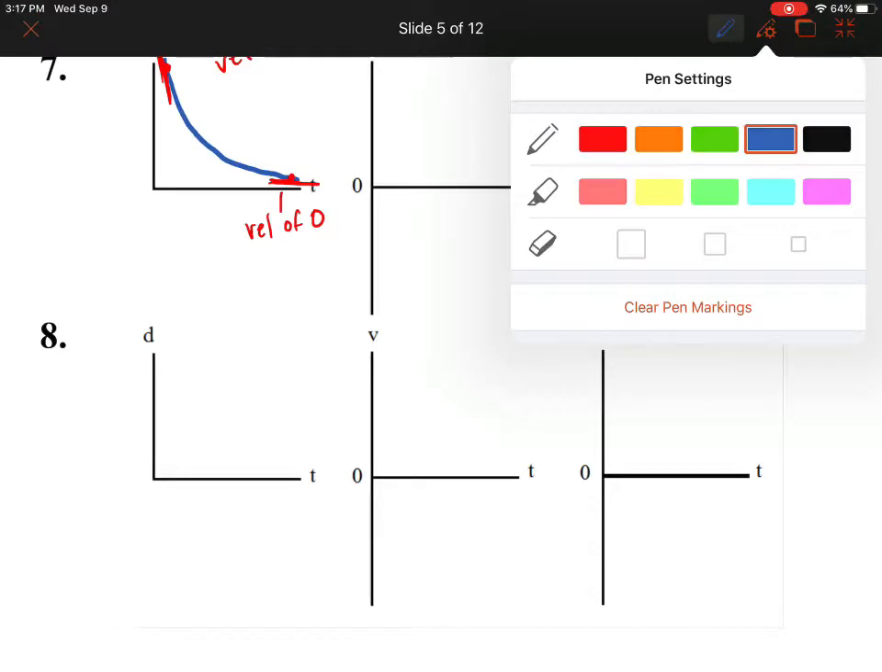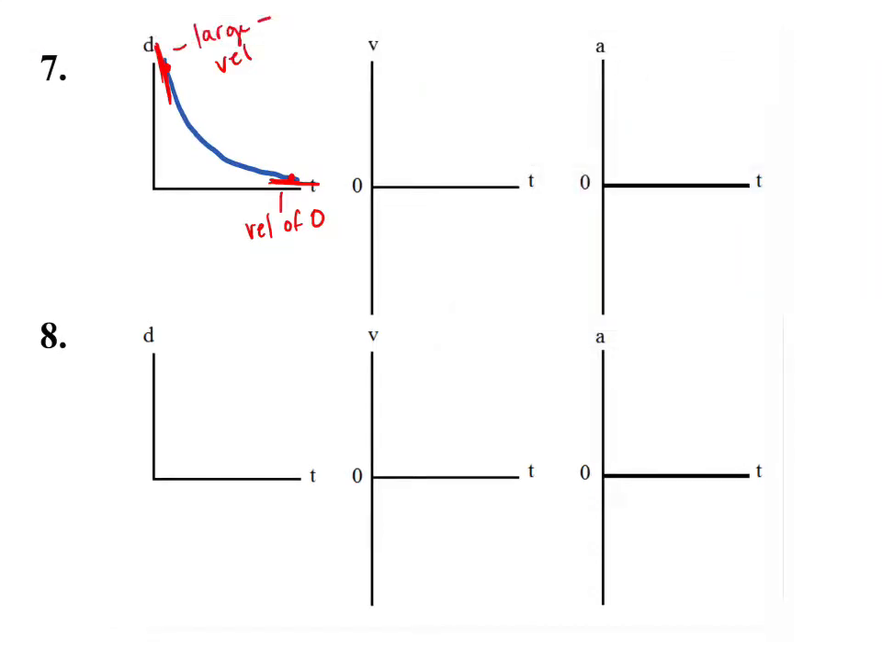So what does that mean for our velocity time graph? Well, where is a large negative velocity? Probably down here, right? And then, of course, it's going towards 0, so it's doing that.